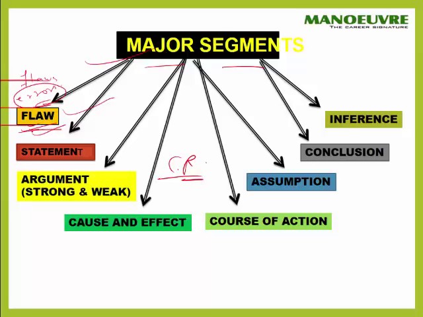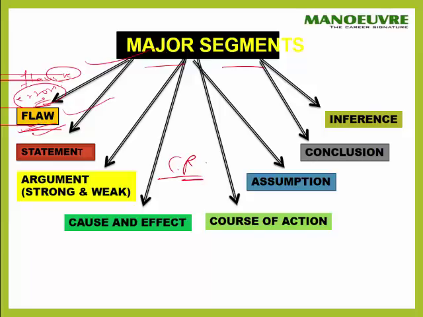A flaw question is somewhere very easy to detect. It is the easiest thing that you can ever think of in your critical reasoning section, right? So a flaw is something that will help you to spot an error, spot something that is negative or not in sync with a given statement. That is your flaw statement, right?